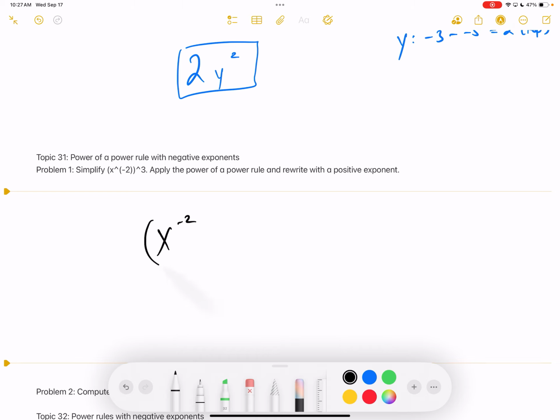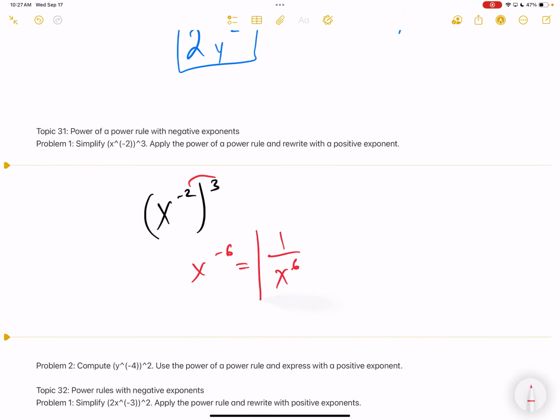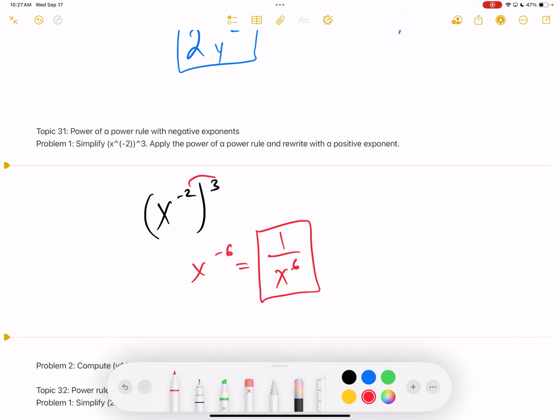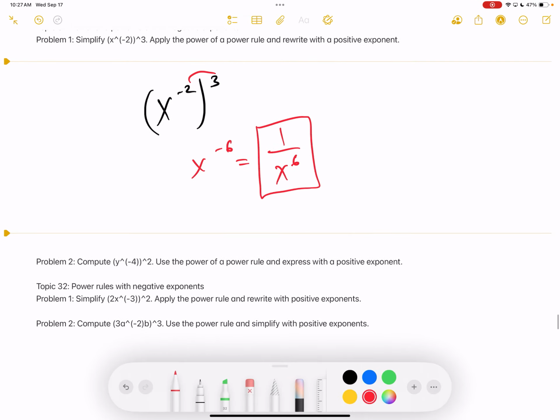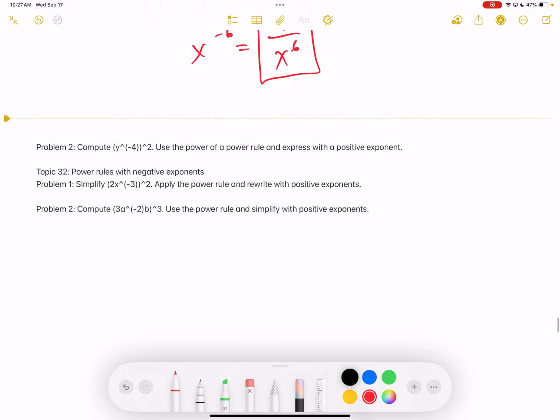x to the -2, cubed. All right, so now my power rule. Same thing. 3 times -2 would be x to the -6. I want to make that positive, so I drop it underneath, and that's my answer. So really, going back over those same rules, we are just doing them with negative exponents now.